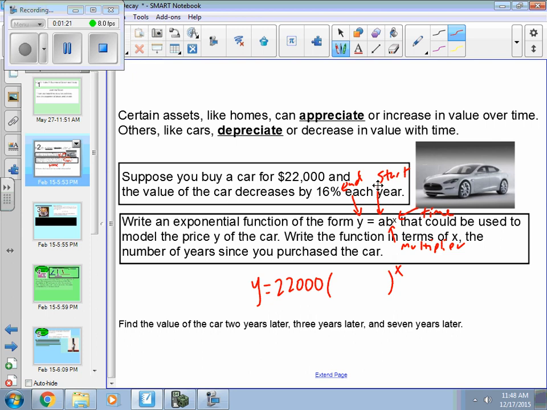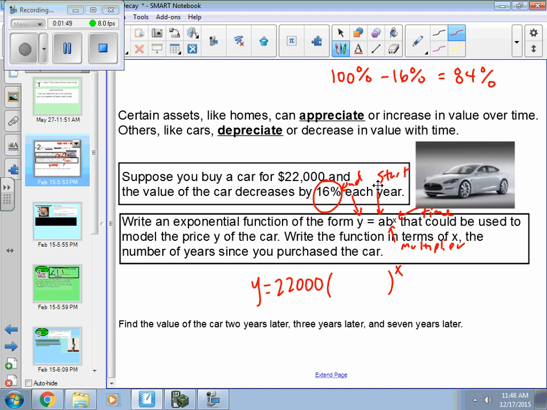So the big thing we've got to figure out is what is our multiplier? Well, they said it's decreasing by 16% each year. So if we're decreasing 16, that's minus 16%. We've got to figure out what we are actually subtracting from. Well, the total is 100%. So we do 100% minus 16%, which is 84%, and that becomes our multiplier.